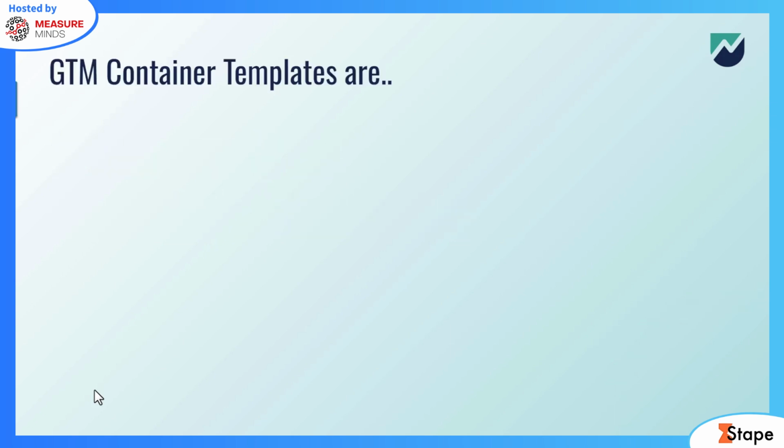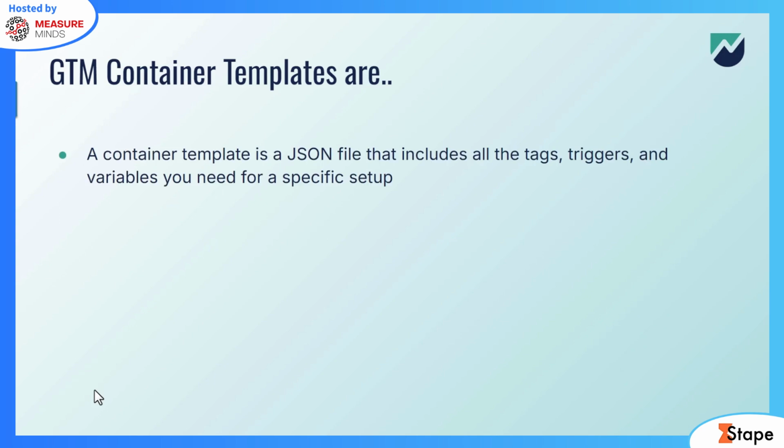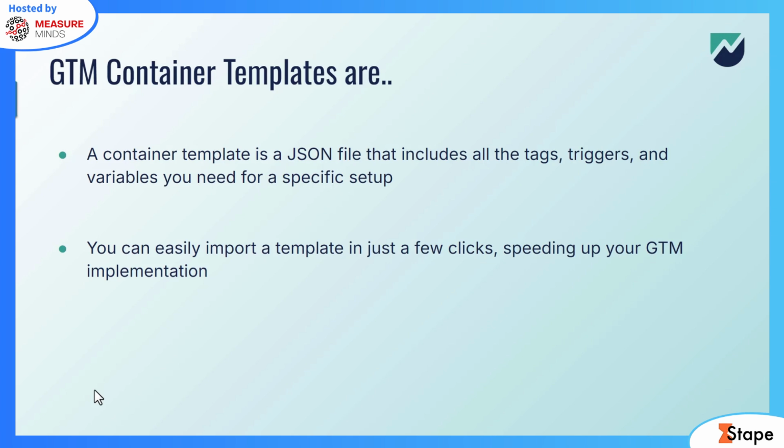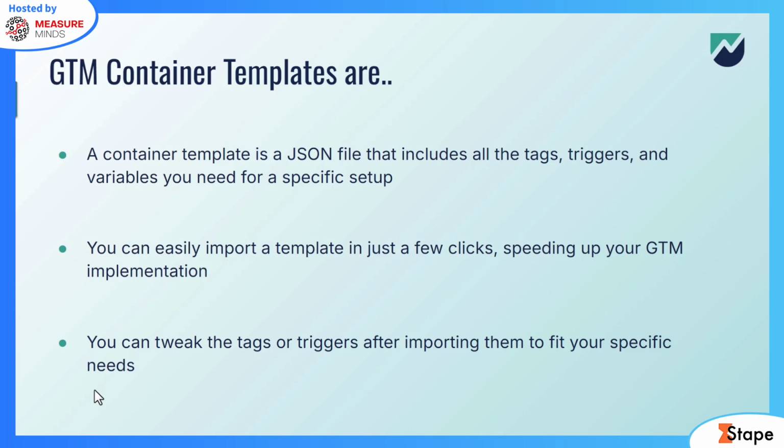So the technical definition of a container template is it's a JSON file that includes tags, triggers, and variables. You can easily import that template in just a few clicks. It'll speed up your implementations. And then you can tweak the tags and triggers after importing them to fit your specific needs. But that's a very technical definition. Let's talk about a real-world example.